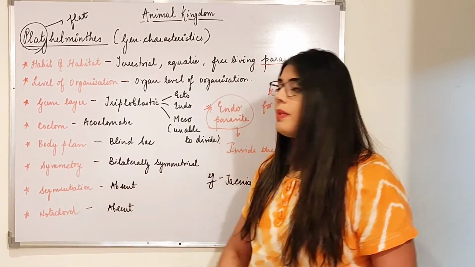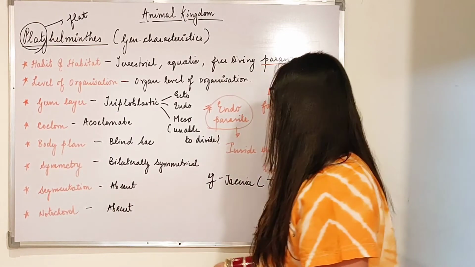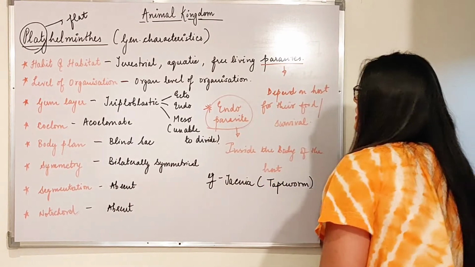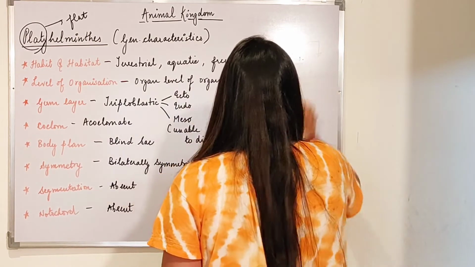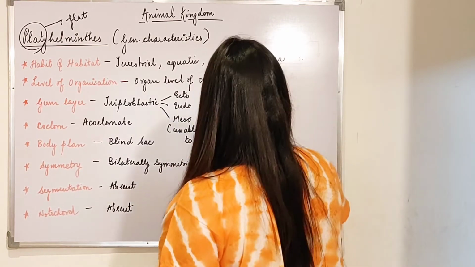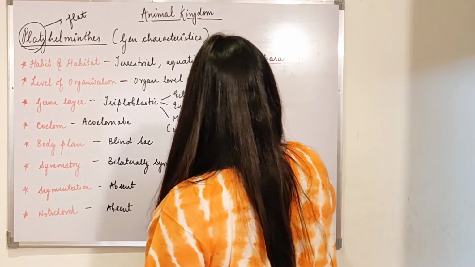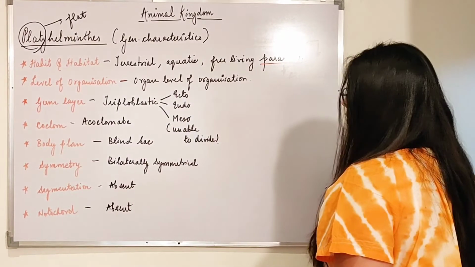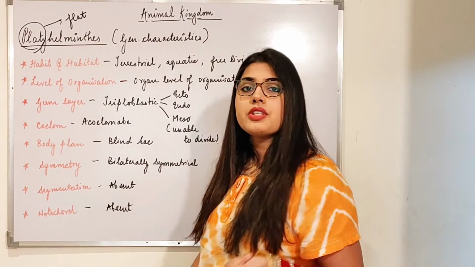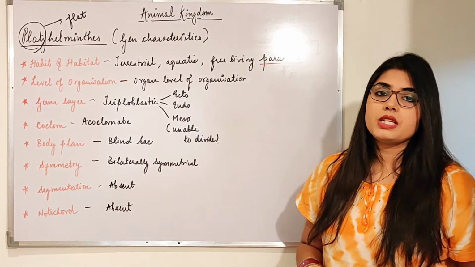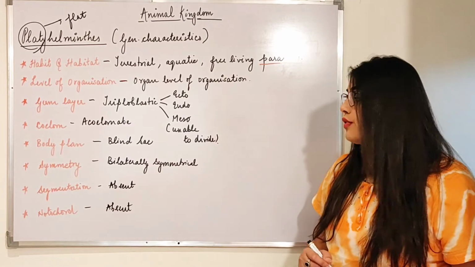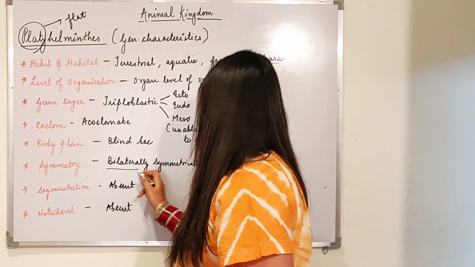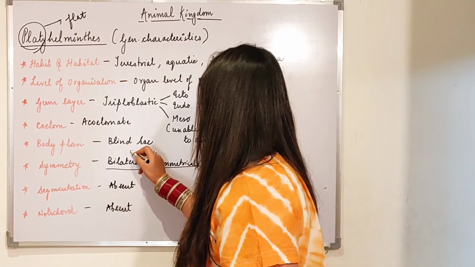Then comes body plan, beta. Again it is blind sac body plan. Blind sac body plan means that they have only one opening, for the entry and the exit of all the food material. Right? Then bilateral symmetry was seen for the first time in Platyhelminthes. Very important feature.